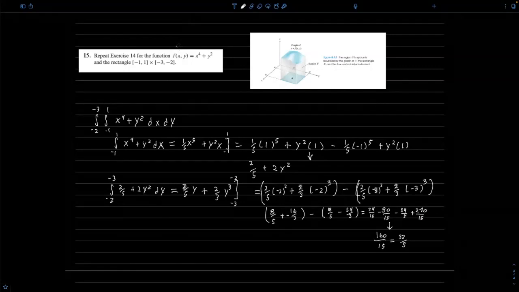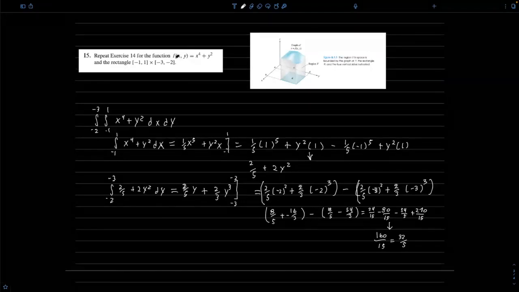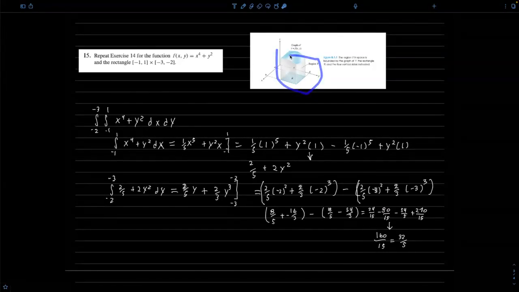So I'm doing question 15, and for this question, we're supposed to repeat exercise 14. We're trying to find the volume, and we're going to use this formula to find it. So from the rectangle, the interval for the x-axis is going to be from -1 to 1, and then the y-axis is going to be -3 to -2.